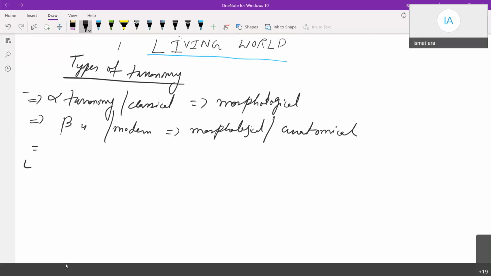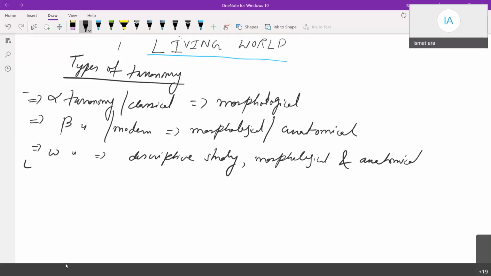And the last one is omega taxonomy. Now, in omega taxonomy, you will get the descriptive study of morphological as well as anatomical studies. That is omega taxonomy. One more type of taxonomy is there, that is karyotaxonomy. Karyo is related to the nucleus. Karyo means what? Nucleus. So the taxonomy which deals with chromosomes is called karyotaxonomy.